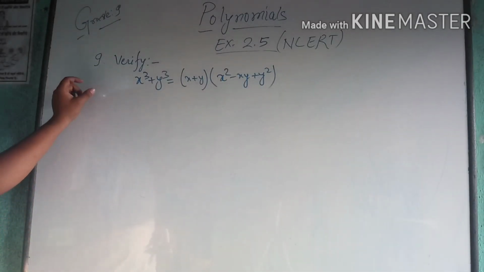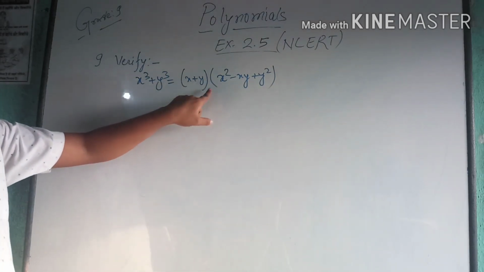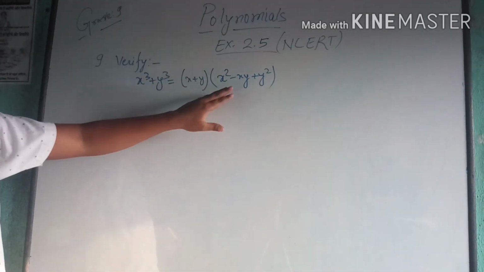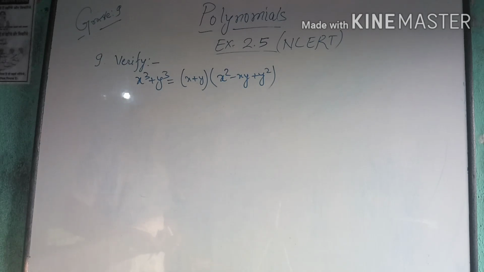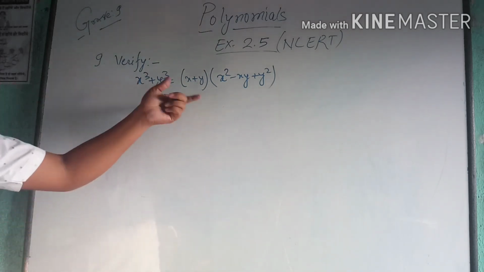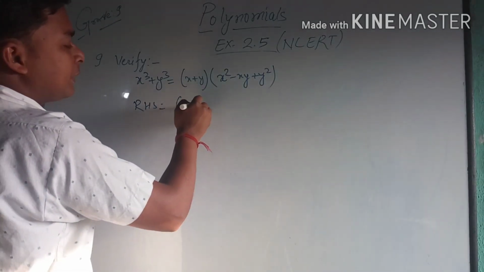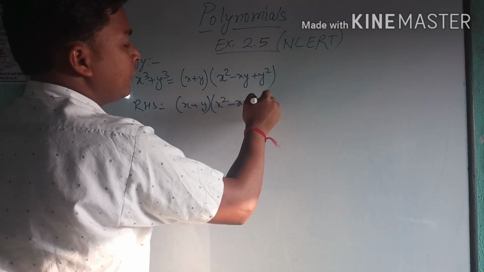In question number 9, we have to verify x cube plus y cube is equal to x plus y into x square minus xy plus y square. So we can do it by different methods. We can switch from the RHS to LHS, or we can factorize LHS so that we can get the RHS also. So I am first simplifying with the RHS. If we take RHS, that is equal to x plus y into x square minus xy plus y square.